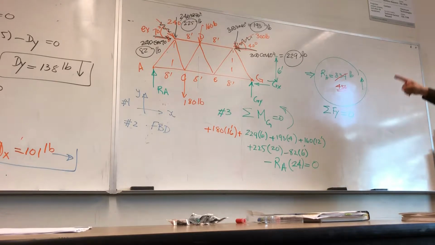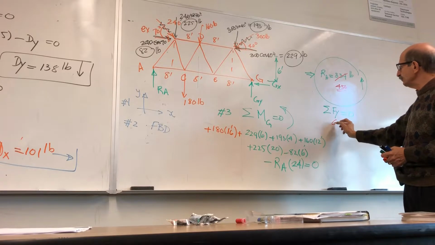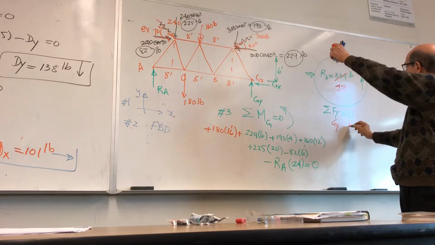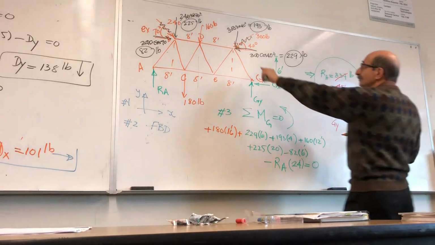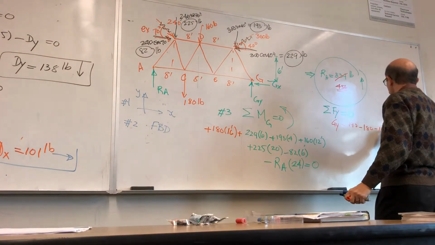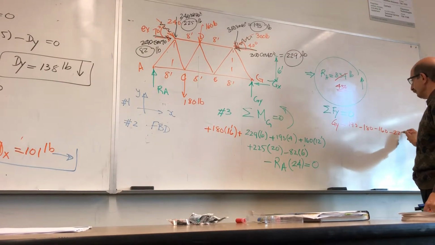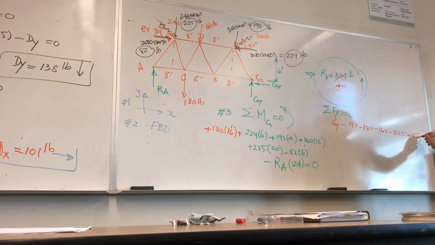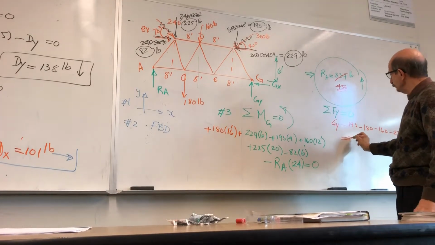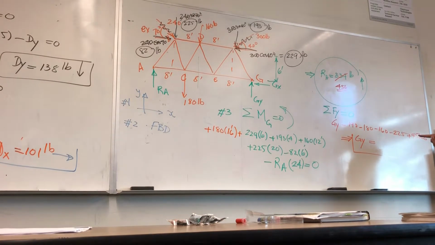So now let's find GY, right? You have summation of forces along Y equals 0. So you have GY minus 193 minus 180 before we forget that guy, minus 160 minus 225 and plus 456 is equal to 0. So that will give you GY, and it will be positive, so the assumed direction is correct.